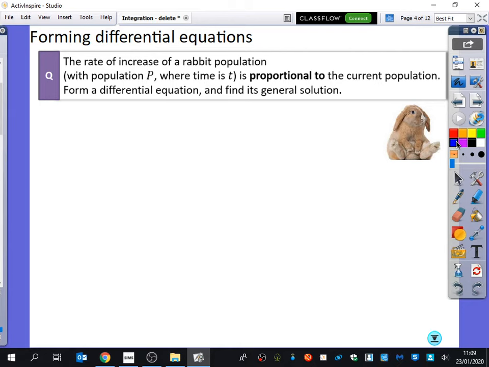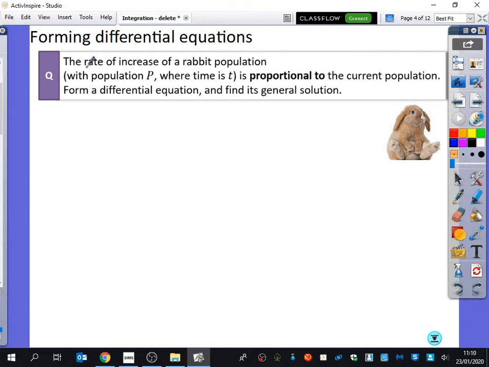So we're going to read this question that we've got. It says, the rate of increase of a rabbit population with population p, where time is t, is proportional to the current population. And this is how lots of population modeling is actually done in the real world. Anybody who does biology or anything at university would look at differential equations. Guys who did the UCL project, this is where population modeling comes from. Form a differential equation and find its general solution.